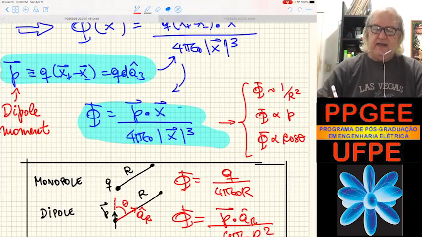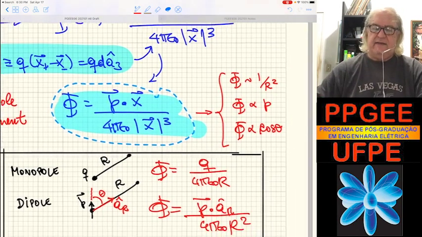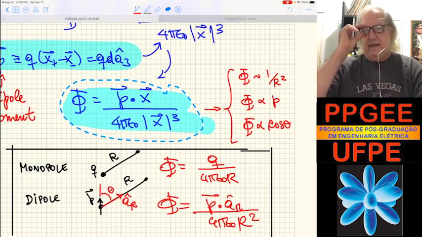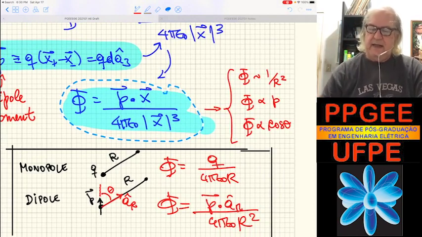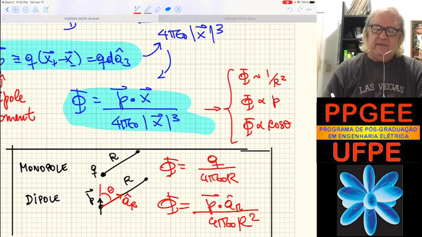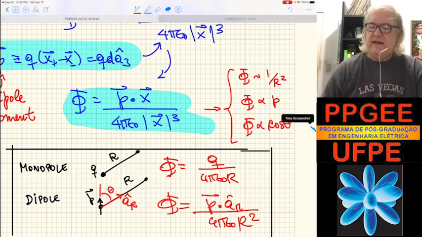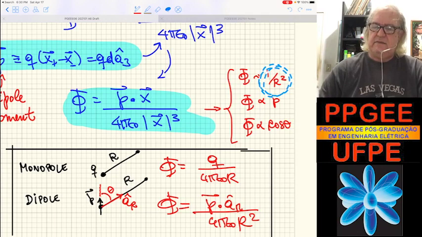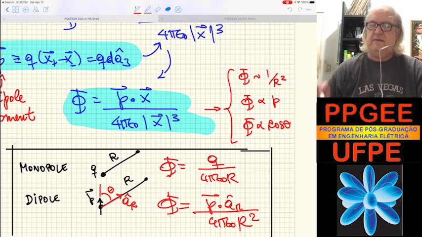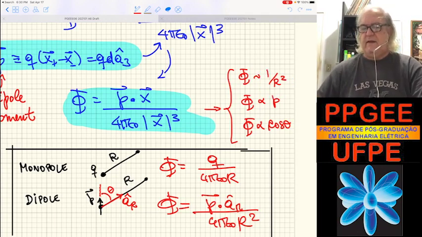So the potential has this dependence. And let's see what this formula tells us. Well, the first one is that the magnitude of this thing here is 1 over r squared. So the potential of a dipole falls off as 1 over r squared. Right? First observation. First remark.